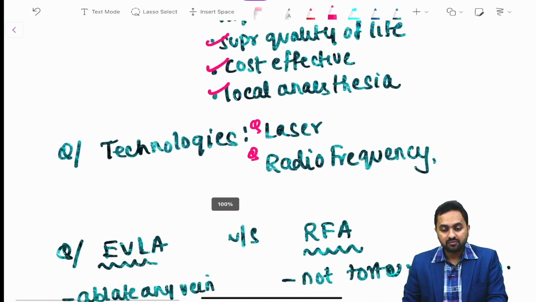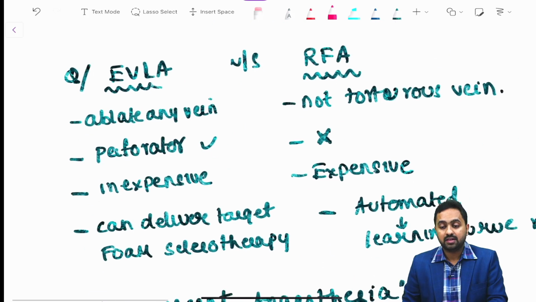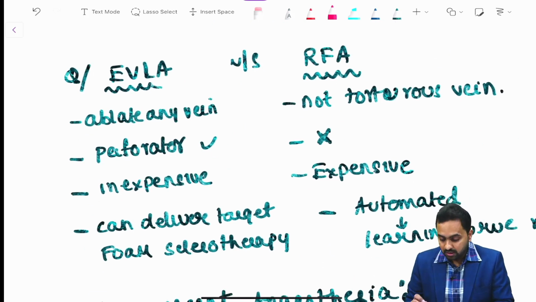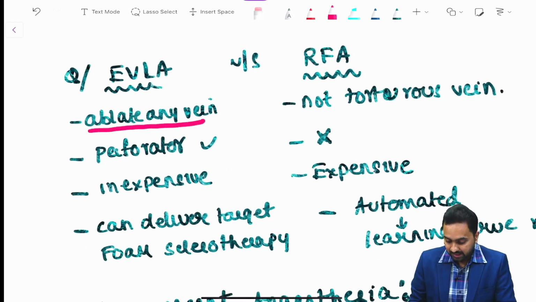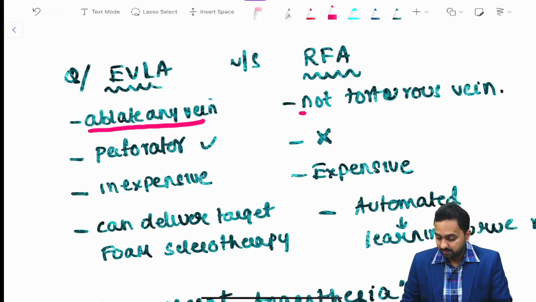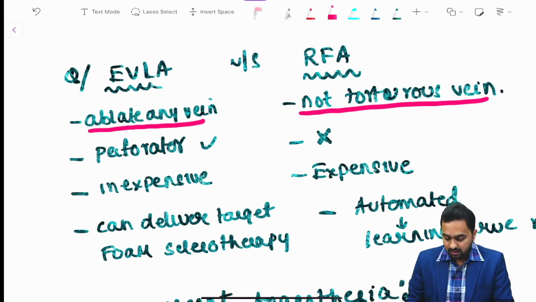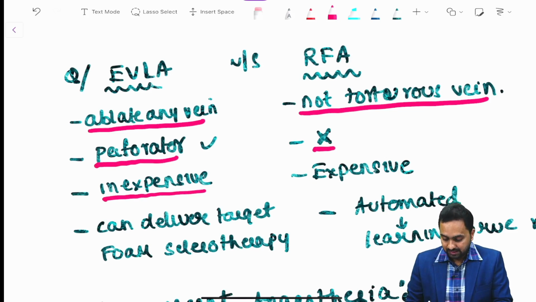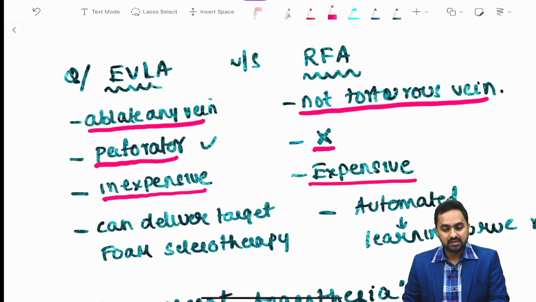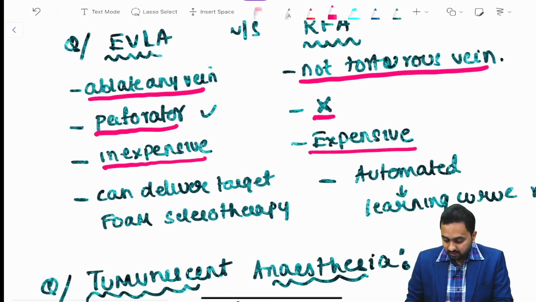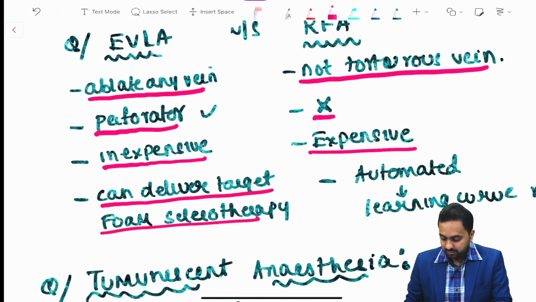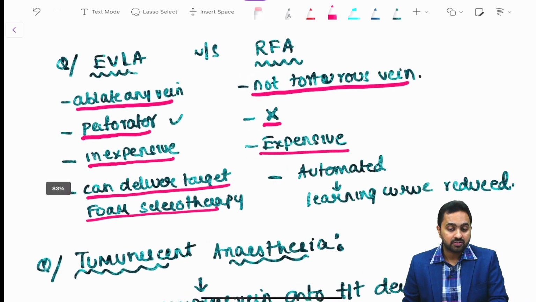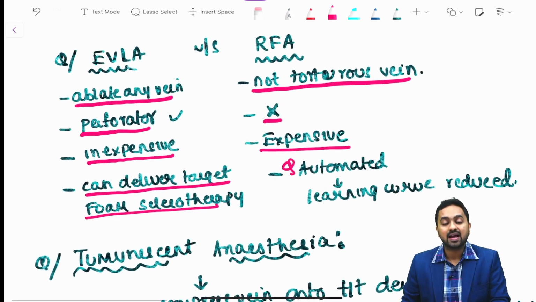So now the main differences between your endovenous laser ablation and your radiofrequency ablation include: EVLA, that laser, can ablate any vein, whereas radiofrequency ablation cannot ablate your tortuous vein. It can be used in the management of perforator veins, whereas radiofrequency ablation cannot be used. It is inexpensive compared to your radiofrequency ablation, and endovenous laser ablation can deliver targeted foam sclerotherapy, whereas in case of radiofrequency ablation, it is usually automated, and hence your learning curve is reduced, right?